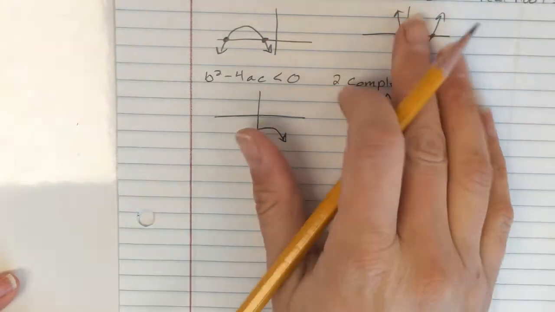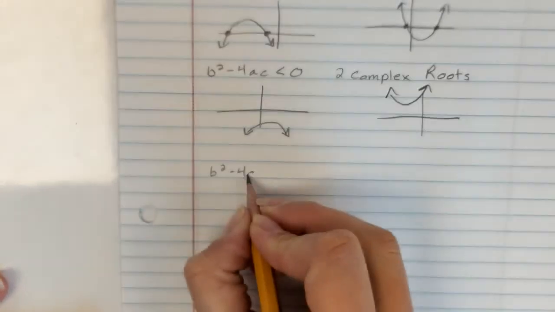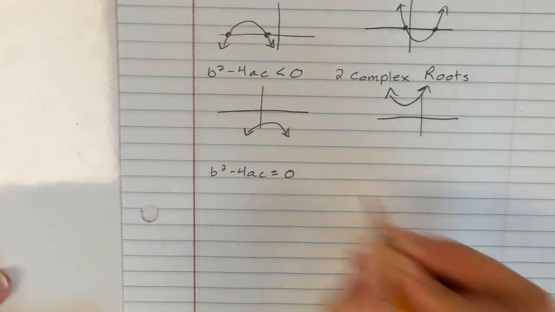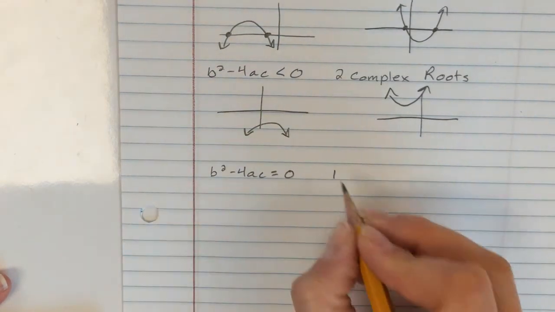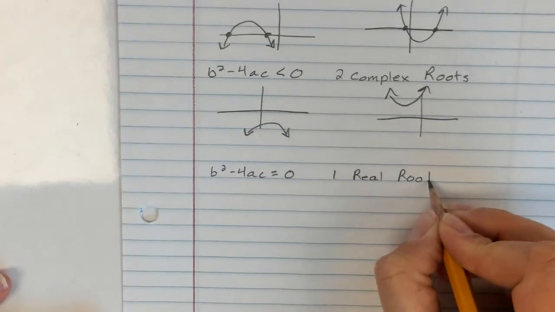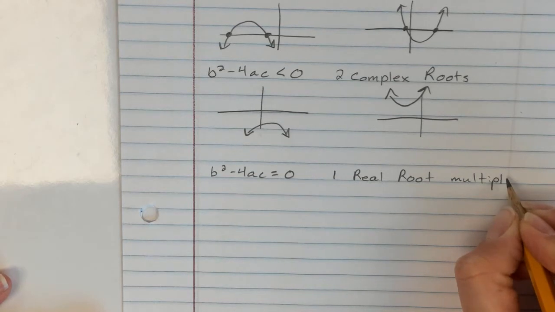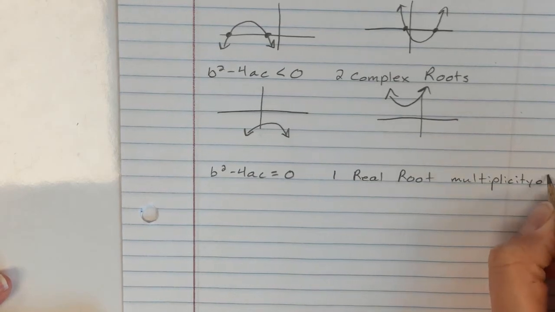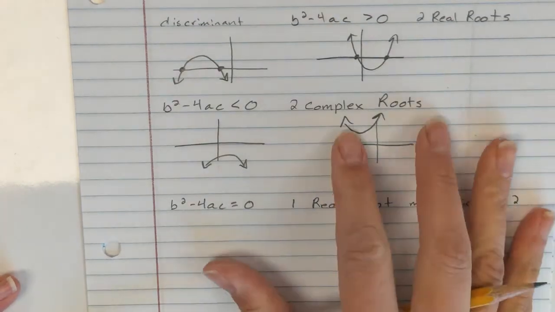The last option, so it's either bigger than 0, less than 0, or it could actually be 0. If your discriminant value is equal to 0, then that means there is 1 real root, and it has a multiplicity of 2. Multiplicity of 2 just means you get the exact same answer twice.